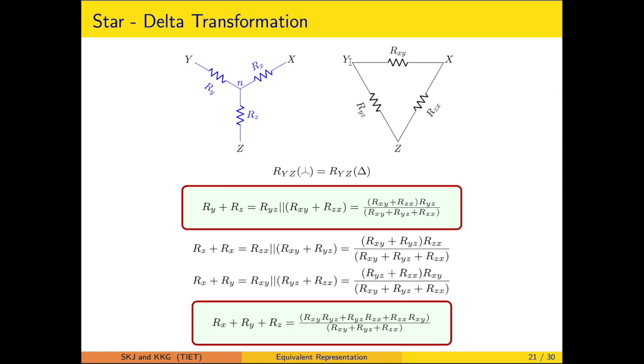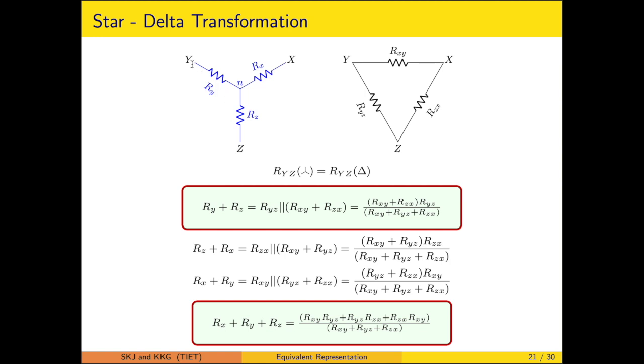This series combination is in parallel with the Ryz, so that particular is formed. You have simply used the expression of the parallel connected resistors, so that particular is done. On similar lines, you repeated the procedure for the other two combinations of terminals.